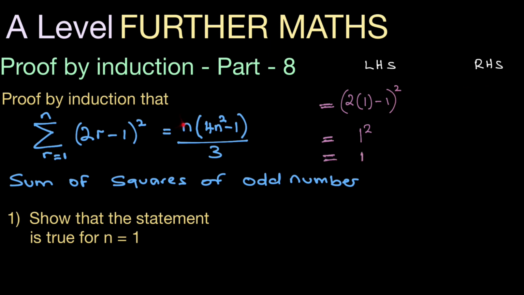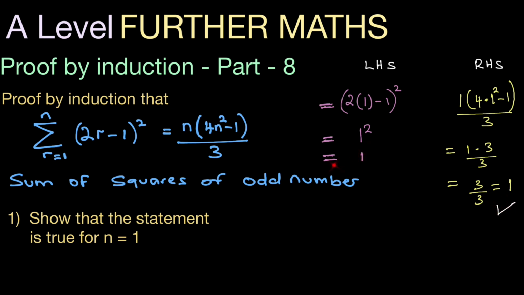For the right hand side, we use the formula here and replace n with 1, and so we get 1 into bracket 4 times 1 squared minus 1 close bracket over 3, and that gives 1 times 3, this is 4 minus 1 over 3, and that equals 3 over 3, and that equals 1. Hence, we've proved that this is 1 on the right hand side, and this one too is 1 on the left hand side, and we've shown that the statement is true for n equals 1.